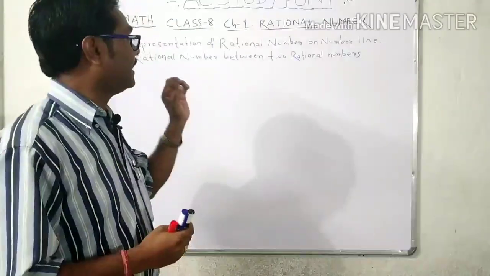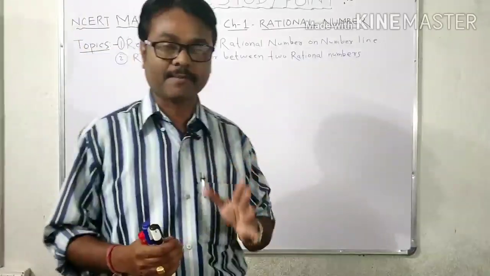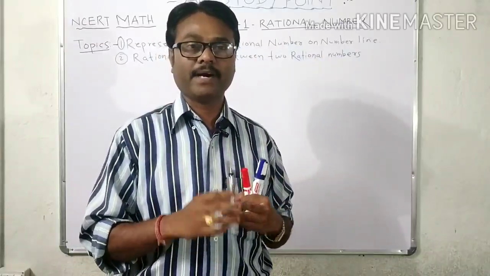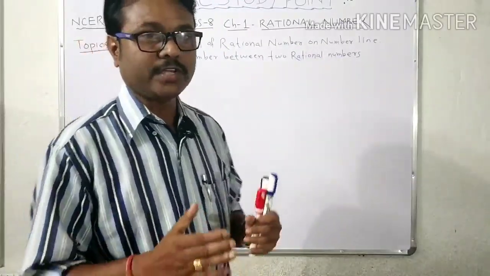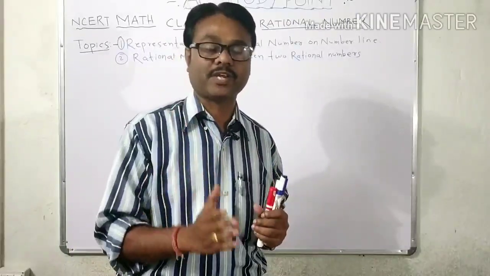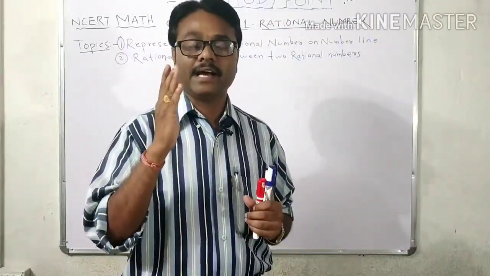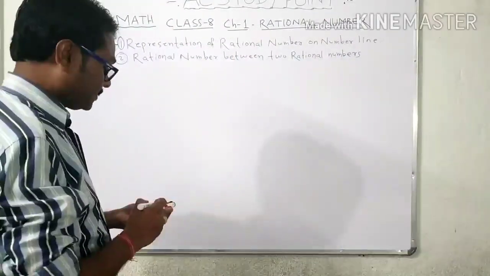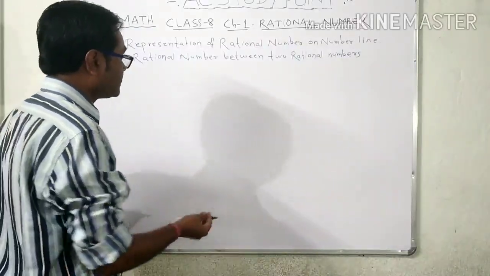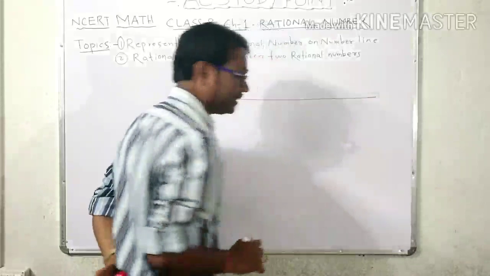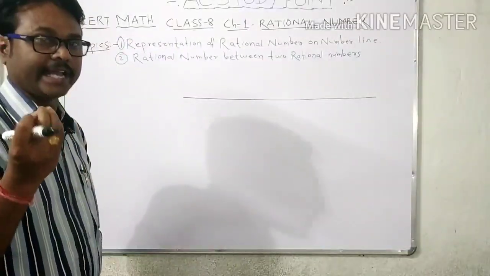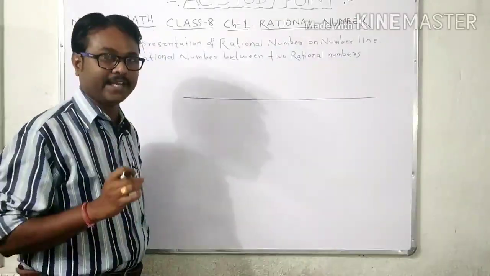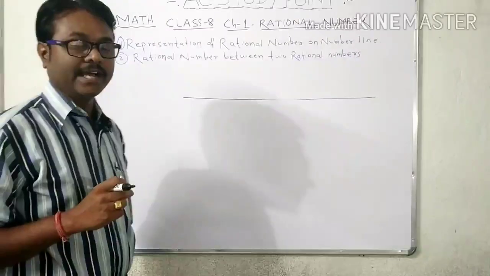Before I introduce the representation of rational numbers on the number line, let me introduce the natural numbers, the whole numbers, and the integers. You all know how to represent natural numbers, whole numbers and integers on the number line, but still let me give a brief idea. We will start from the natural numbers, so that once the concept is clear, it will be very easy to represent rational numbers on the number line.